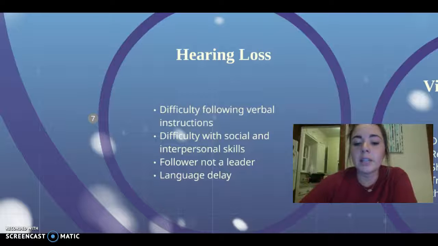Along with the hearing loss, they also have a language delay. They struggle with hearing some of the certain sounds and pronunciations of things. So they really struggle with speech and language sometimes.